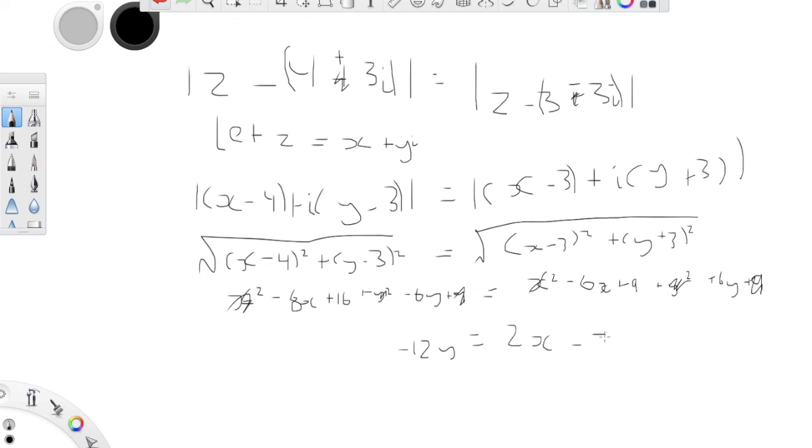So then y would be equal to, dividing out by 12, negative x on 6 plus 7 over 12, and that would be the Cartesian form of this equation.